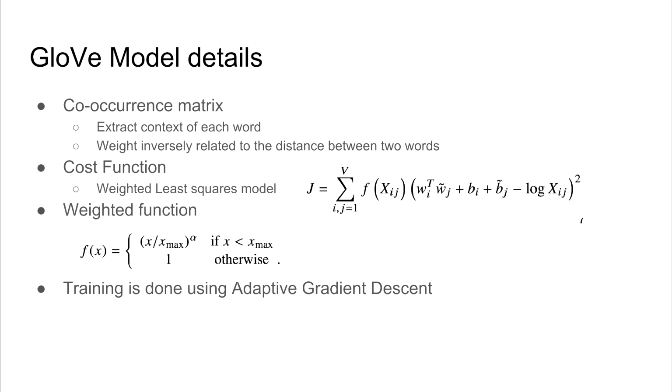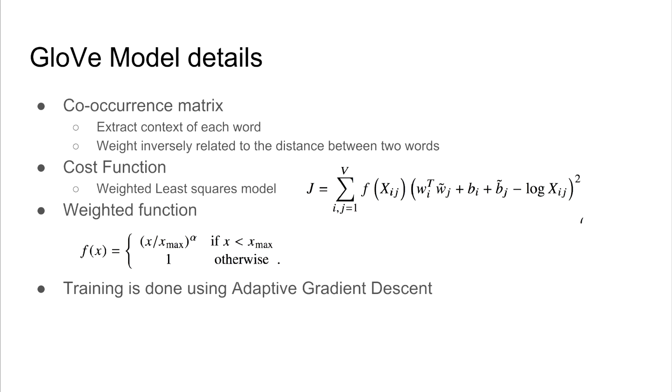The co-occurrence matrix is calculated using the n-gram sliding window method. For my implementation, I limited the context to 10 words. Weights in the co-occurrence matrix are the inverse of the distance between the 2 words. The cost function is the weighted least squares problem. Here W is the word vector and W tilde is the context word vector. Bi and B tilde are biases. Xij is the co-occurrence matrix and the log here captures the vector differences.